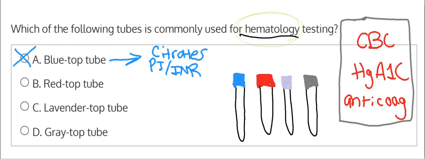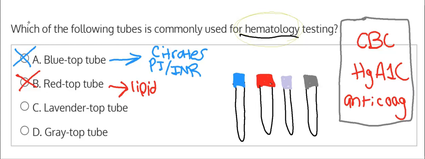Now let's look at option B. This has to do with like your lipid testing, your lipid panels, your fat testing, and there's no preservatives that are needed for this type of test, and therefore this is not what we're looking for. This is not the hematology testing, so we can eliminate that.